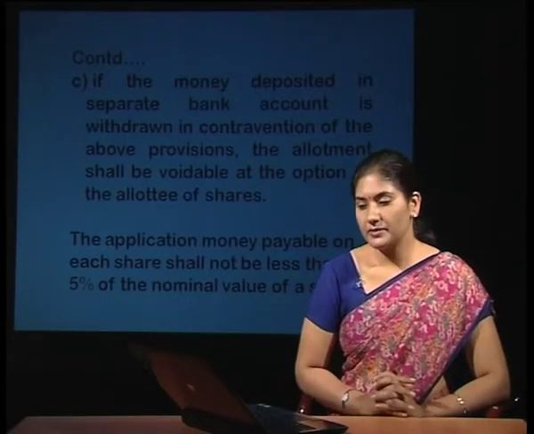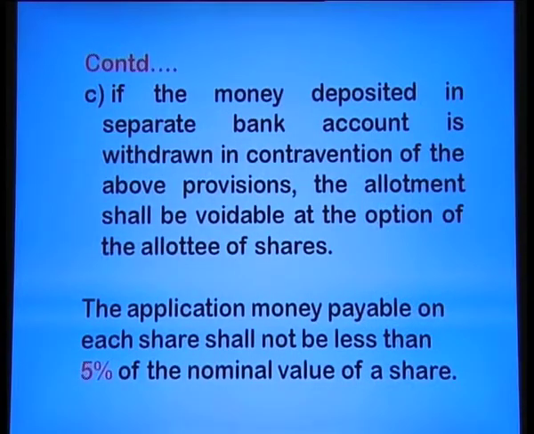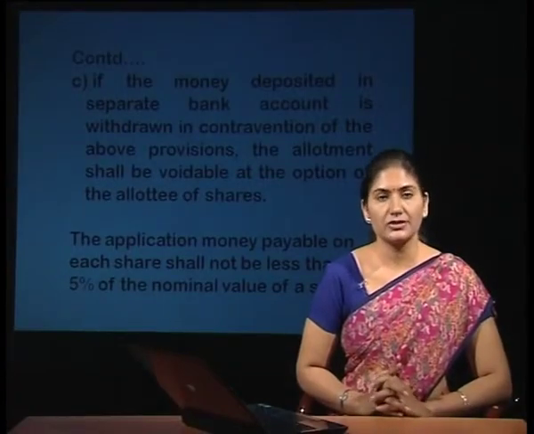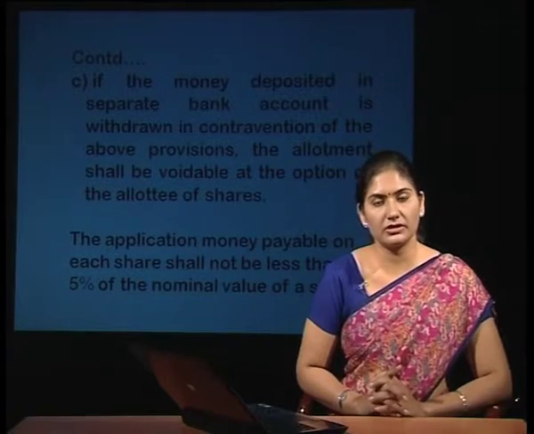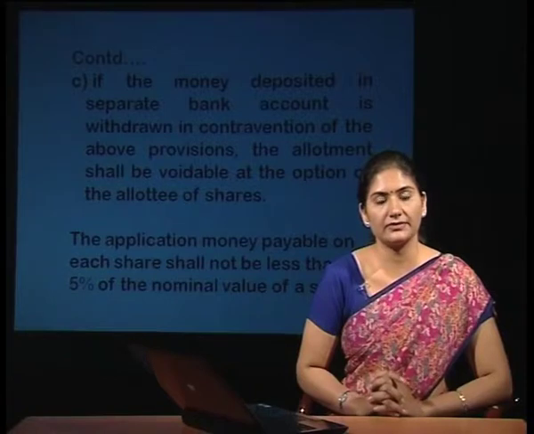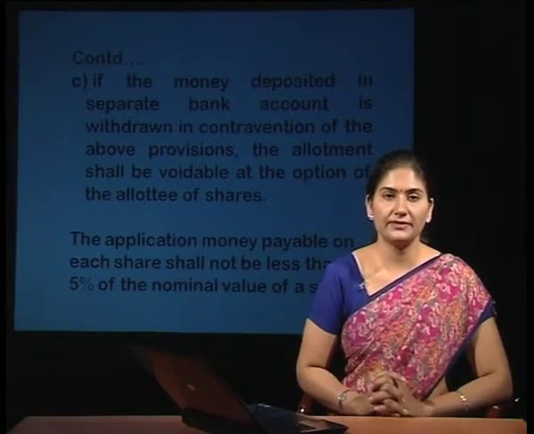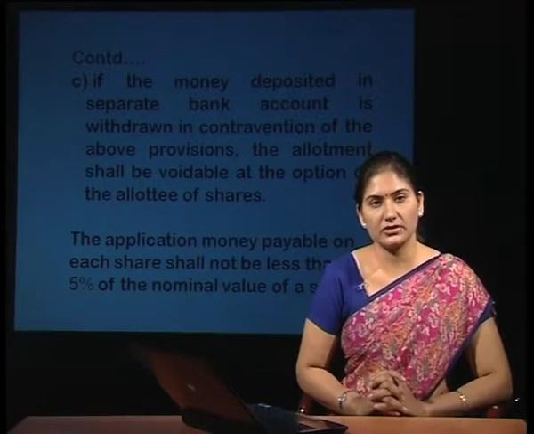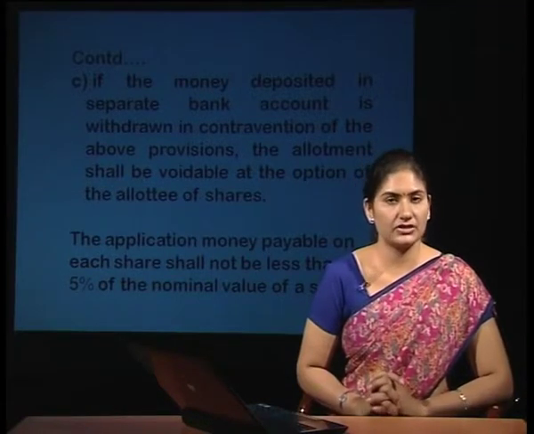Now, if the money deposited in the separate bank account is withdrawn in contravention of the above provisions, the allotment shall be voidable at the option of the allottee of shares. Voidable means it can be avoided. So, there is an option to the shareholders that because of contravention of section 69(4) and 73, if the money has been withdrawn by the company, then he can avoid this contract and give up his shares.